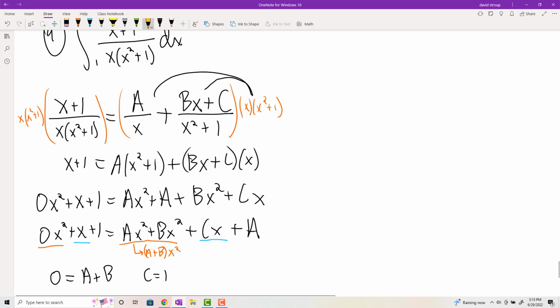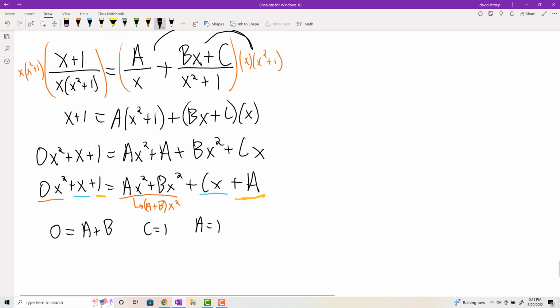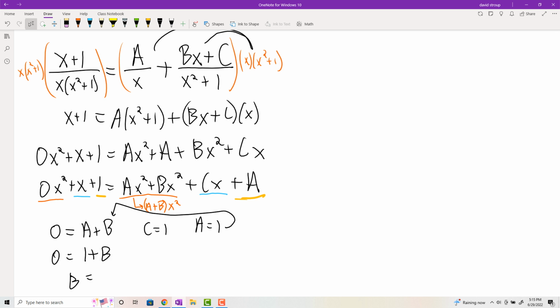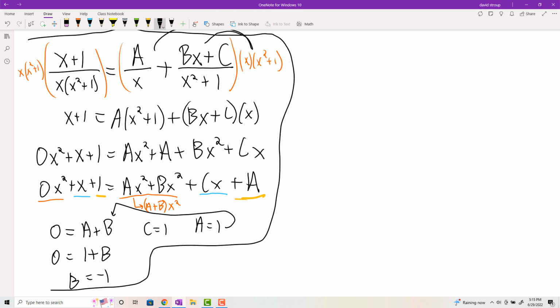And then finally do the constant terms. So a looks like it's equal to 1. And then go and solve for b. So you can do a back sub here for b. And you get 0 equals 1 plus b. So b is negative 1. Okay, so that's our partial fraction decomposition.